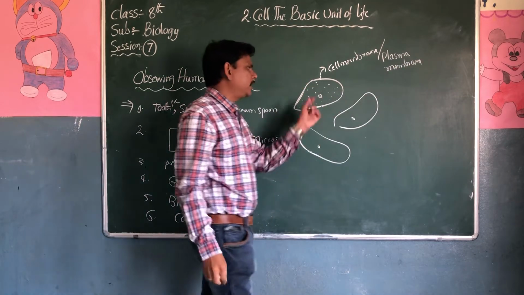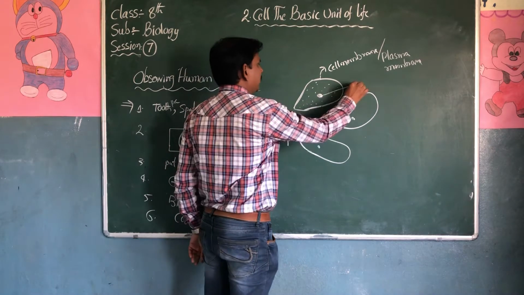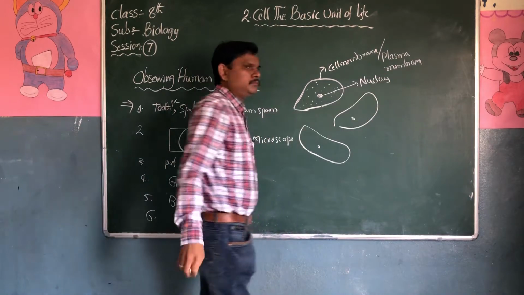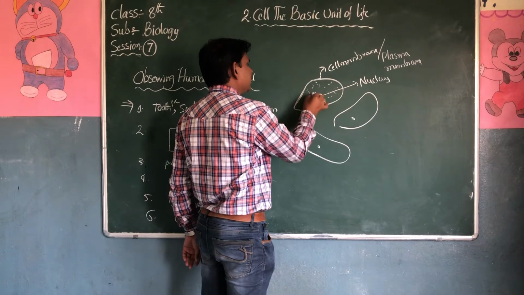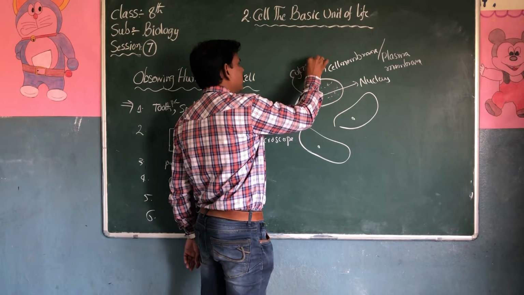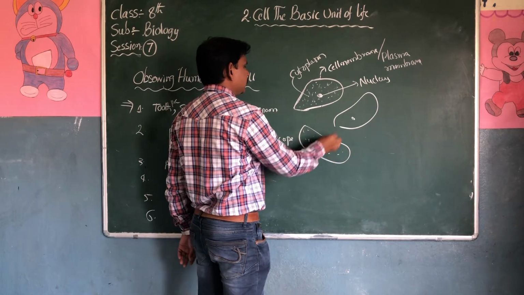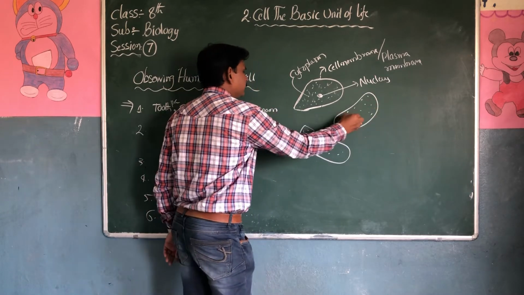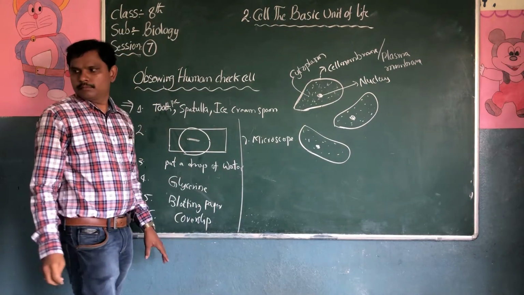The dot-like structure in the middle of the cell is called the nucleus. Then the substance present inside the cell is called cytoplasm. So this is the observation of the cheek cell in a human being.